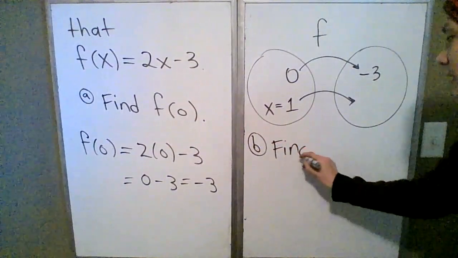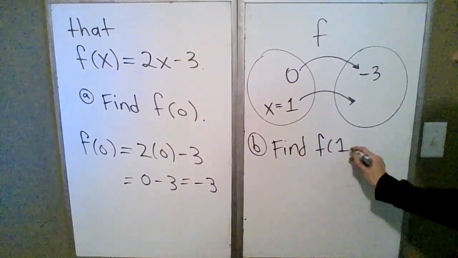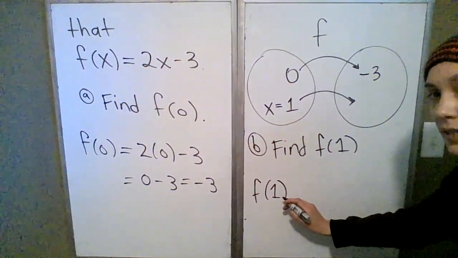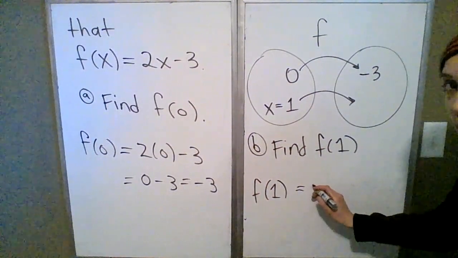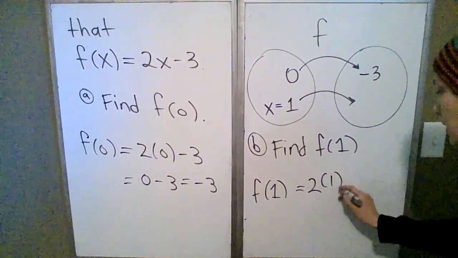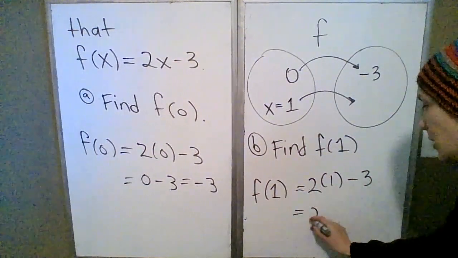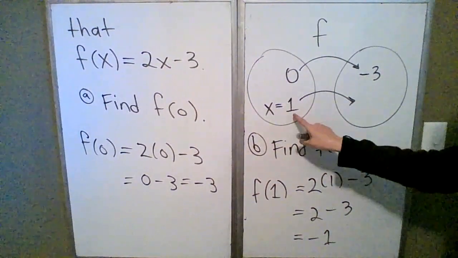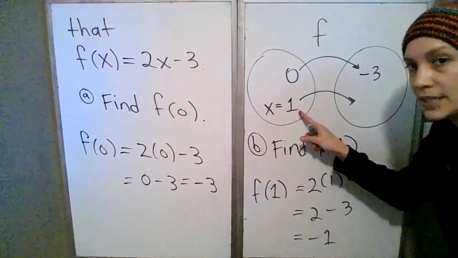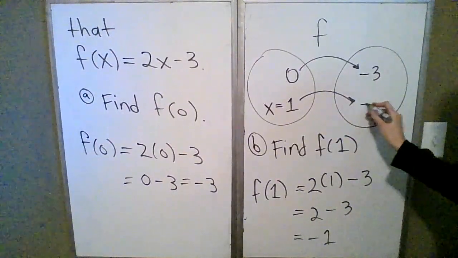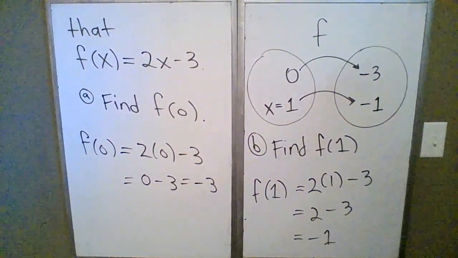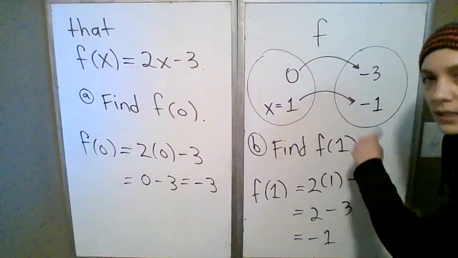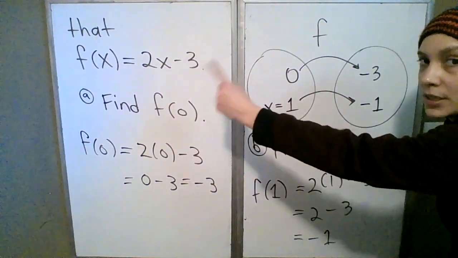Find f of 1. So if x is equal to 1, you have 2 times 1 minus 3, or 2 minus 3, which is -1. It's positive 1, or f sends positive 1 to -1. And we can keep putting inputs into f and getting outputs over in this set once you've gone through that function right there.